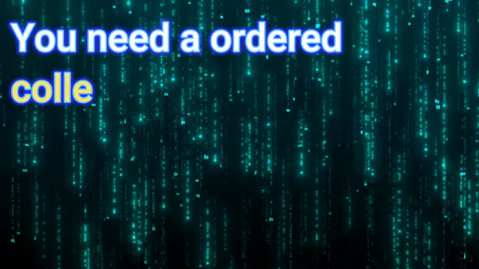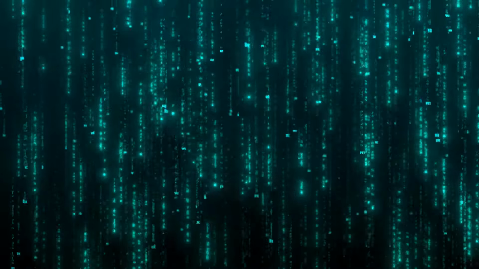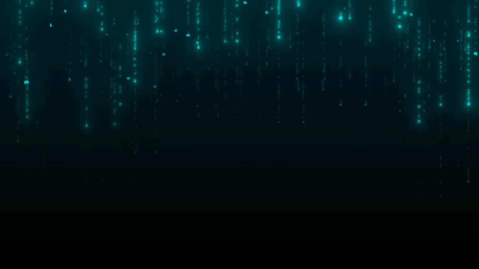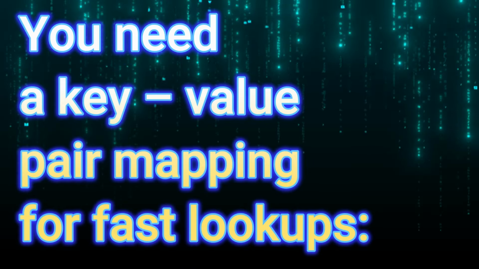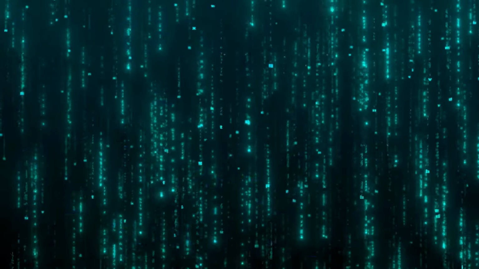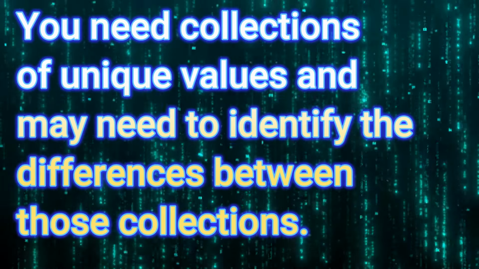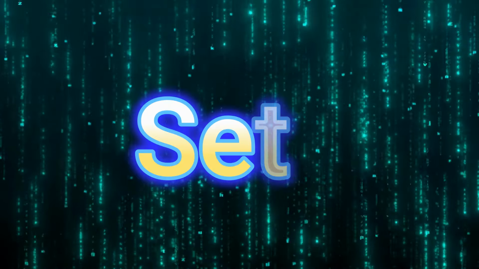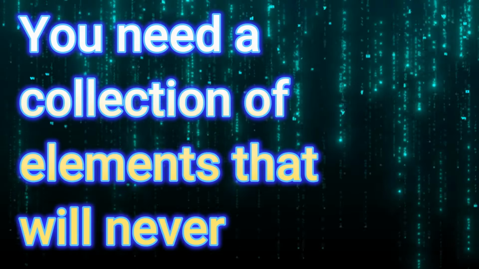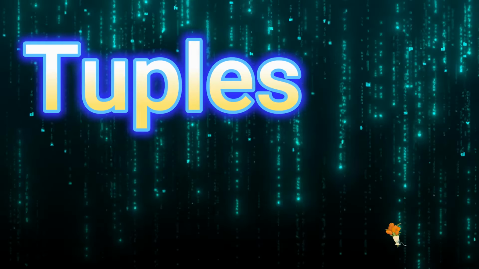Let's cover a few examples of when to use each data structure. You need an ordered collection of items that you might need to change later. Lists. You need a key-value pair mapping for fast lookups. Dictionary. You need a collection of unique values and may need to identify the differences between those collections. Set. You need a collection of elements that will never change. Tuples, or tulips.